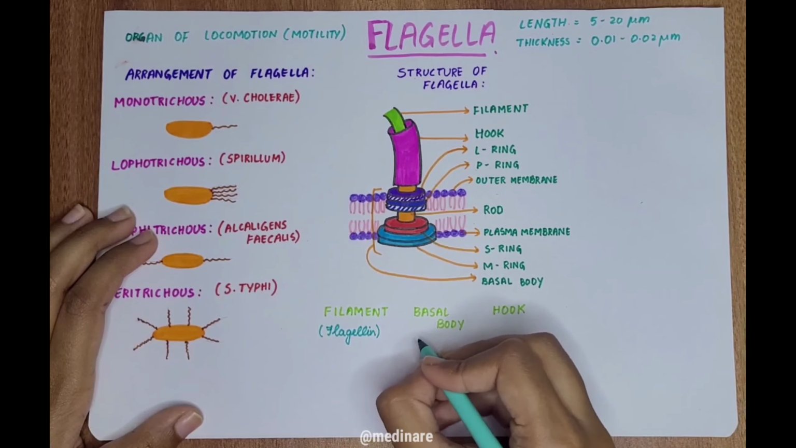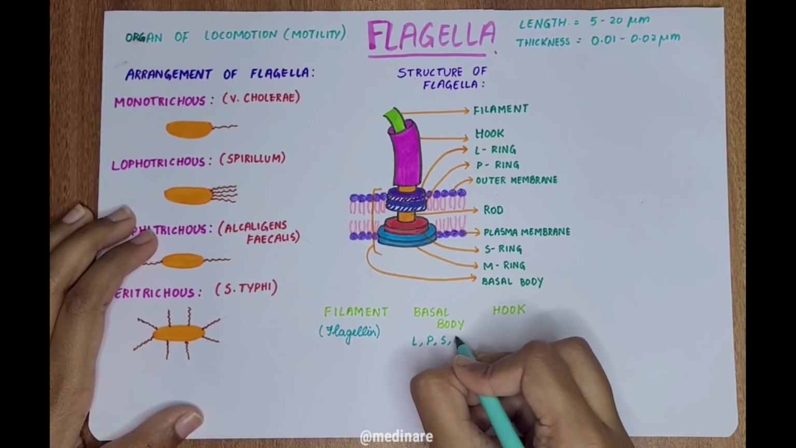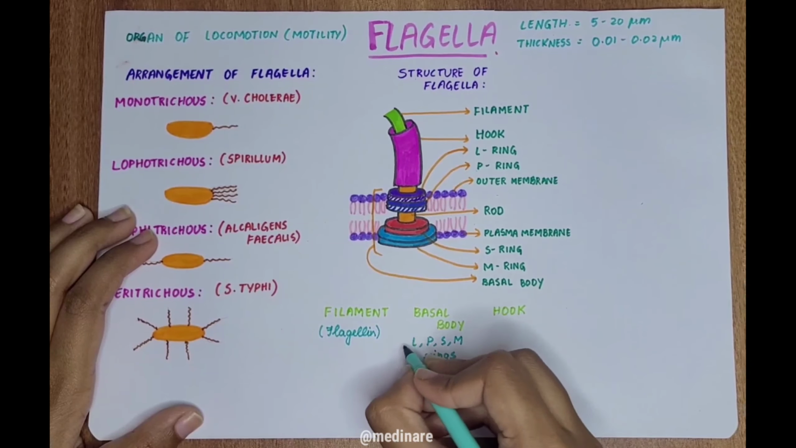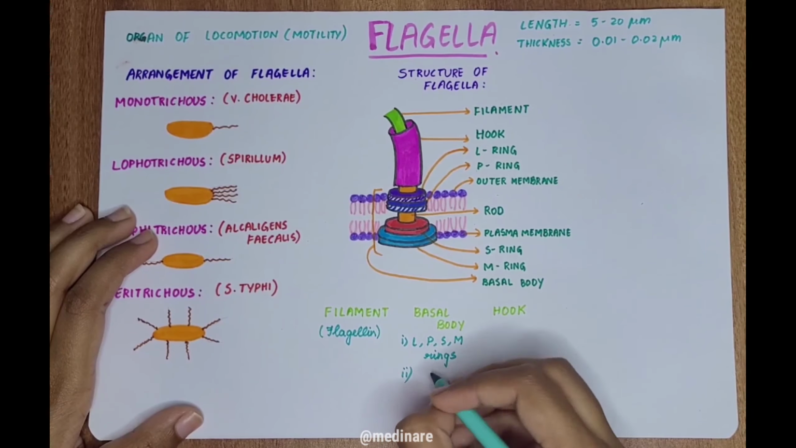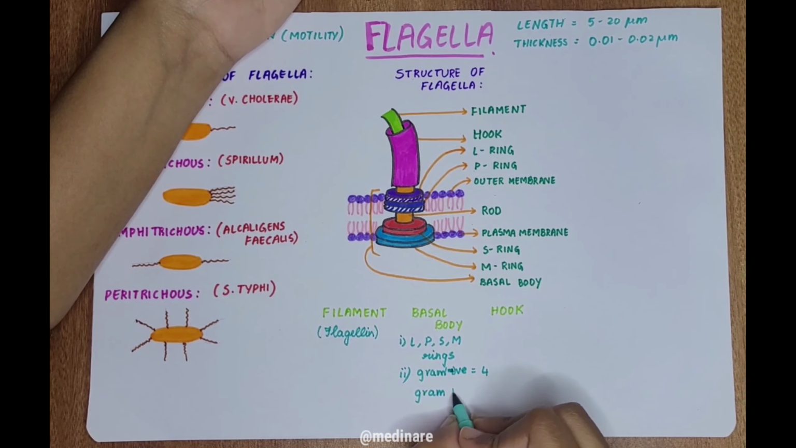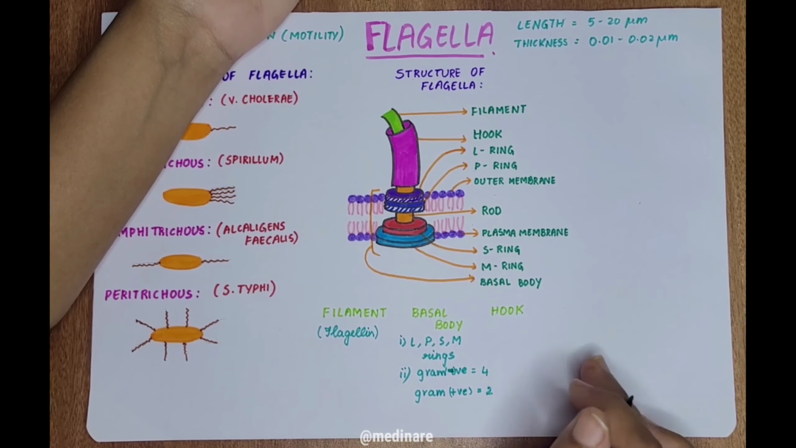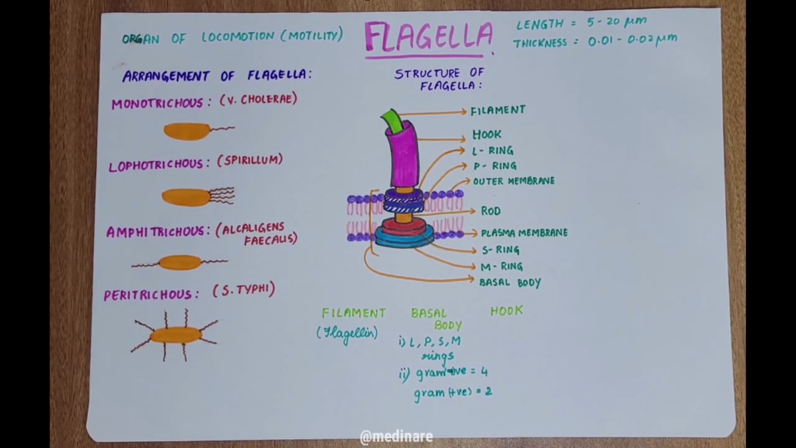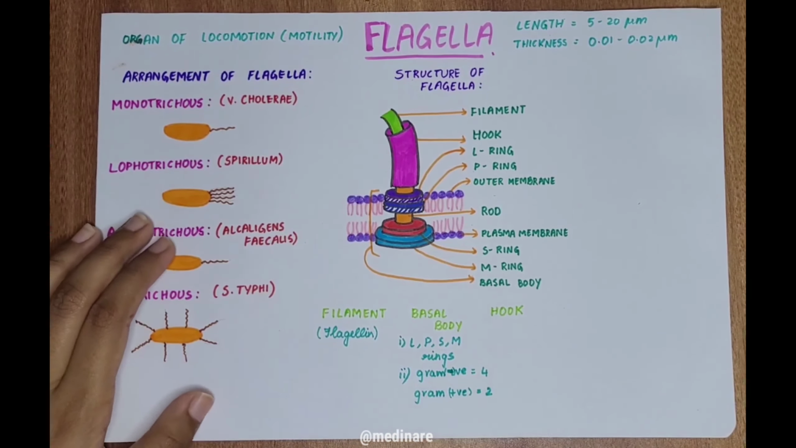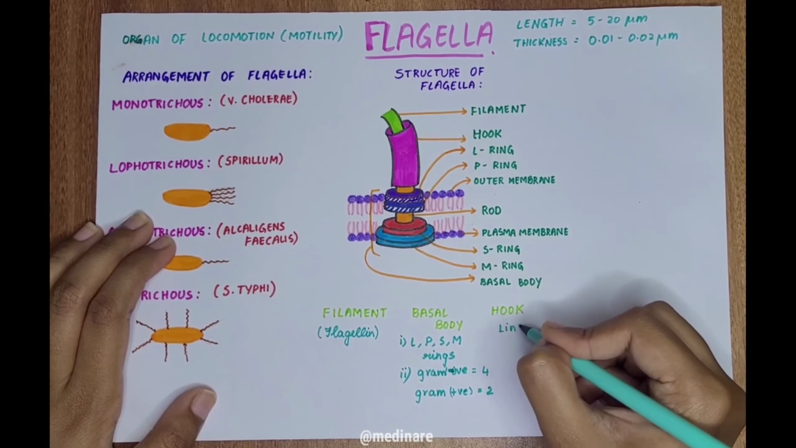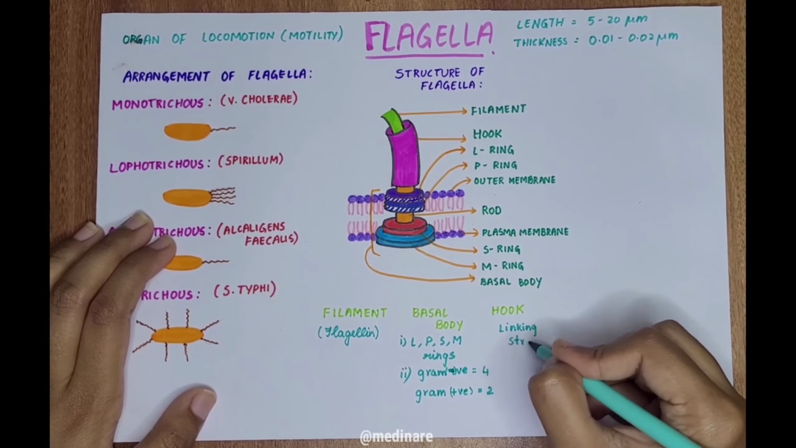The basal body of this flagella is the one which is embedded inside the cell wall. The basal body has 2 to 4 rings which are connected to the central rod. Usually, gram-negative bacteria have 4 basal body rings, whereas gram-positive bacteria have 2 basal body rings. The hook is a flexible structure which is responsible for connecting the filament to the basal body.